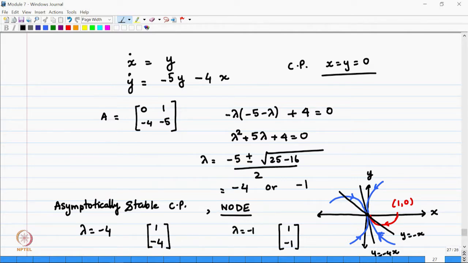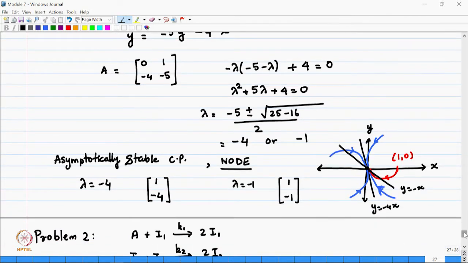And so if you take lambda equal to minus 4, then your eigenvector is 1, minus 4; lambda equal to minus 1, your eigenvector is 1, minus 1. So basically if you look at the solutions, this is the smaller eigenvalue in magnitude, and that is going to dominate the behavior at long times. So let's just go ahead and draw the phase space picture.